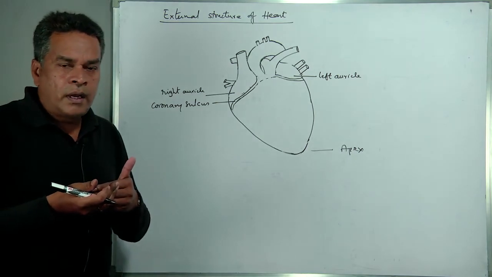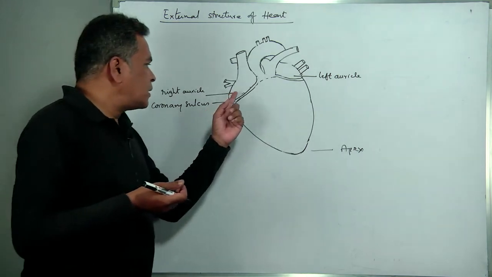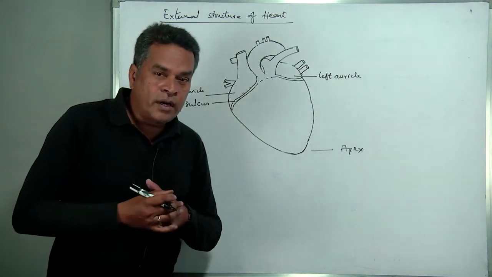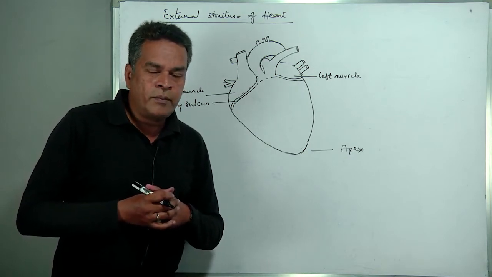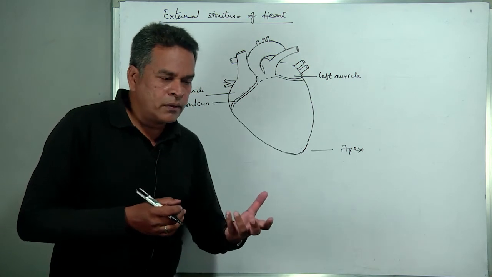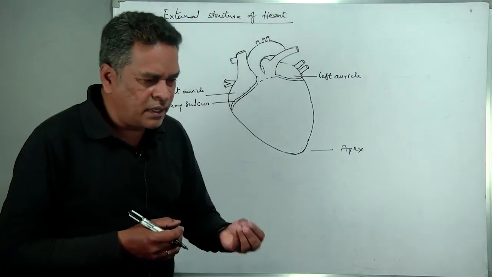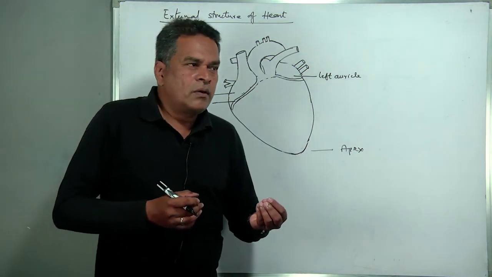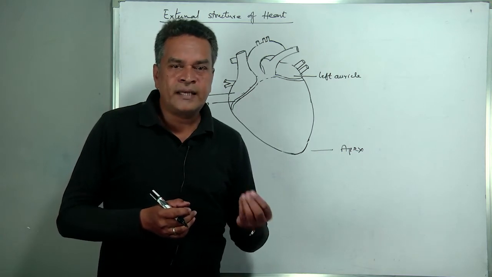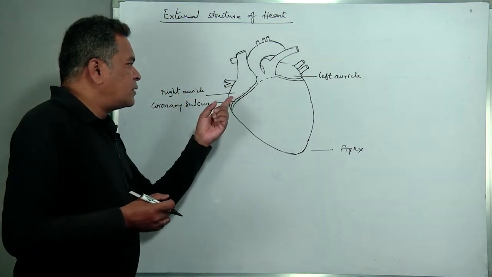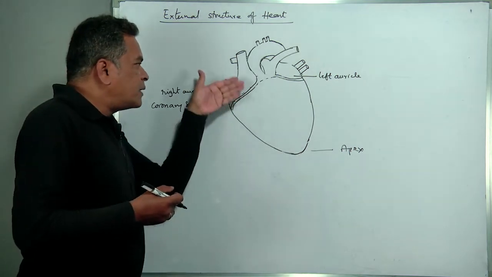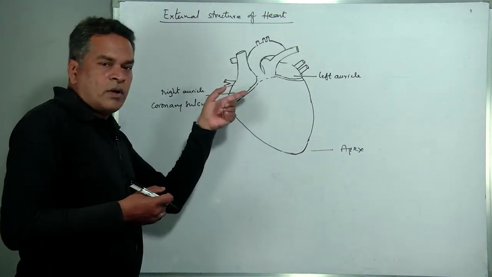The anterior surface of the right atrium has muscular ridges, which we give the name pectinate muscles. You find them on the anterior surface of the atrium.